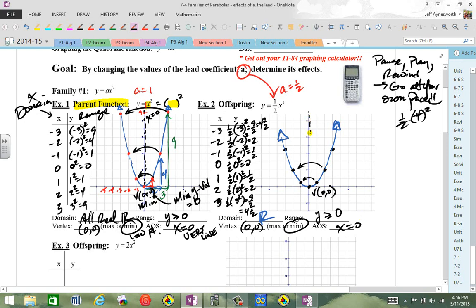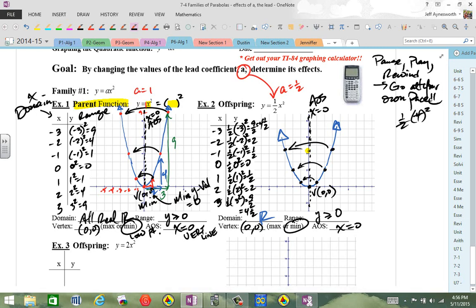Why? Because the dividing line, this symmetrical line here, which is called the axis of symmetry, is x equals 0. Just like it was over here, it's x equals 0. It's the same thing here. It's symmetrical about the y-axis, which is x equals 0. All right. Now we're rocking and we're rolling here.